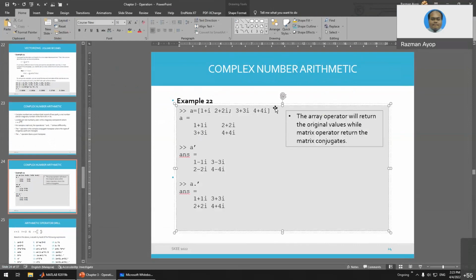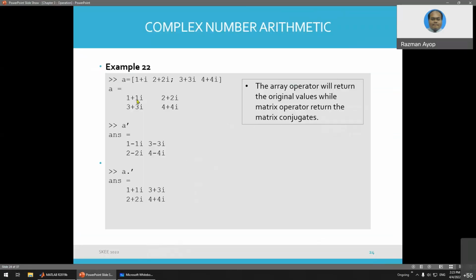So you can see here, you have A is this one. If you copy this into MATLAB, it will create 4. Remember, this is a space, this is a new line. So 1 plus 1i, then 2 plus 2i, and 3 plus 3i, 4 plus 4i. So if you transpose here, this is matrix transpose.